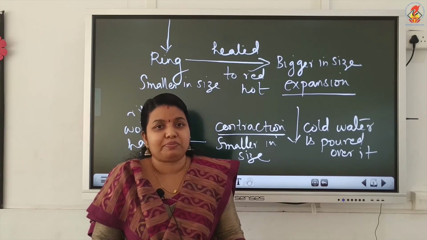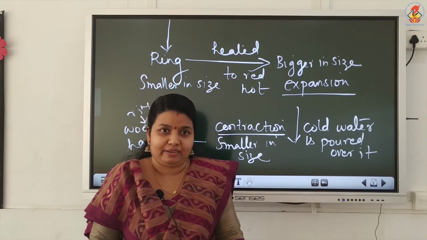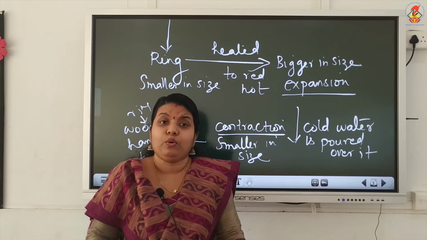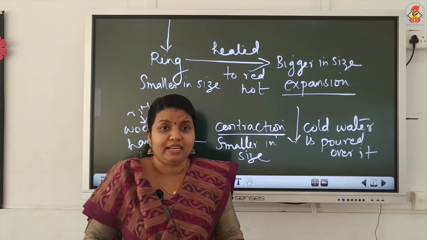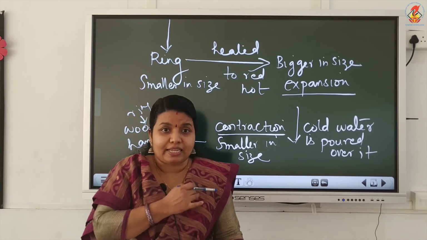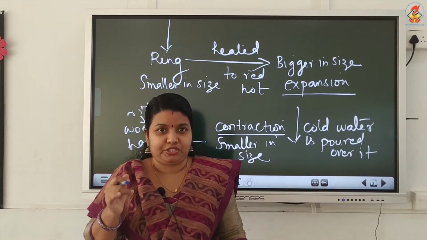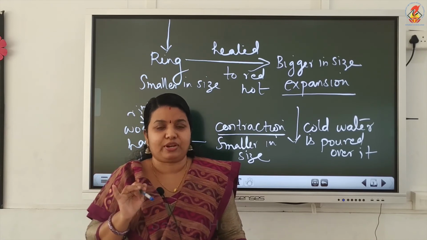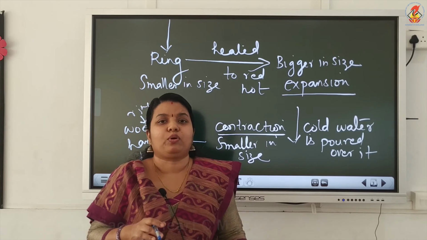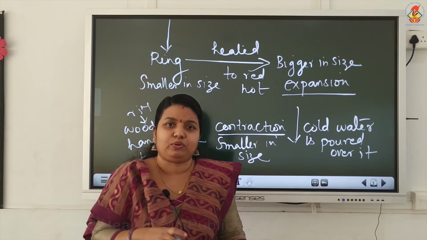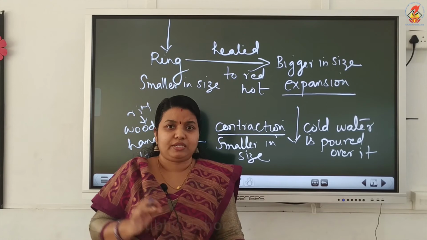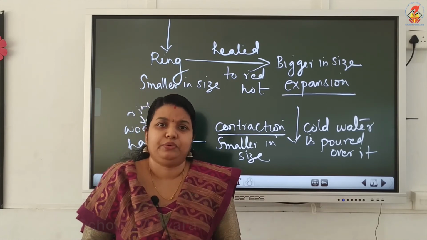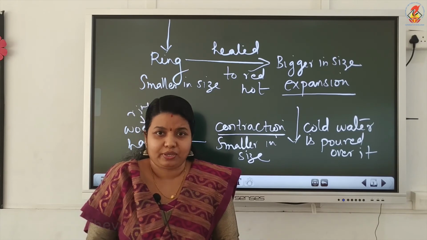The ring is normally smaller in size than the wooden handle. So what is done is, it is heated to red hot. It is heated to a very high temperature so that it becomes red in color. Then this ring undergoes expansion. It becomes bigger in size. Then we fix the wooden handle into it. Then immediately we pour cold water over it so that it contracts, becomes smaller in size, and is tightly fitted onto the wooden handle. Okay, I hope it is clear to you.